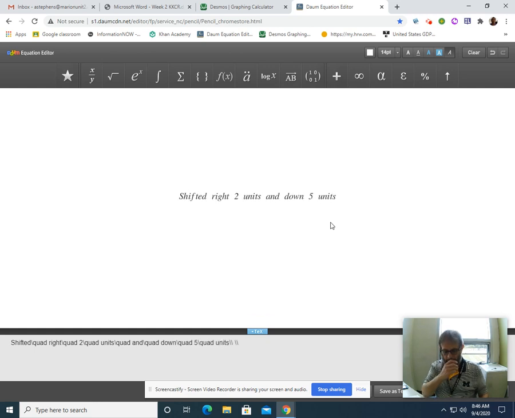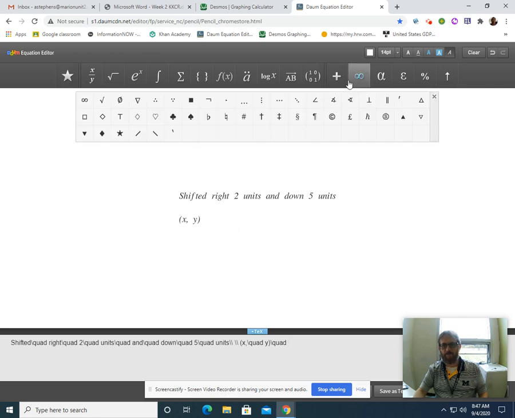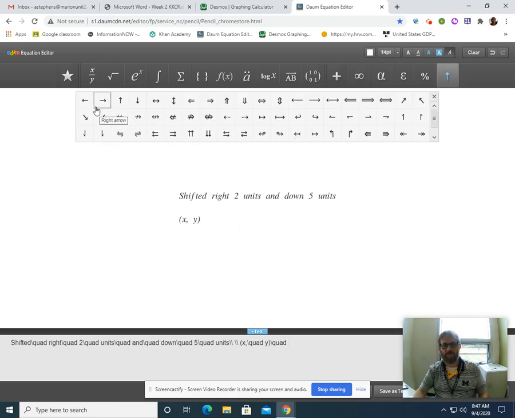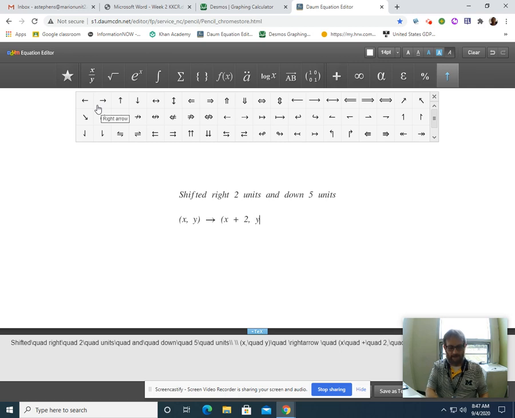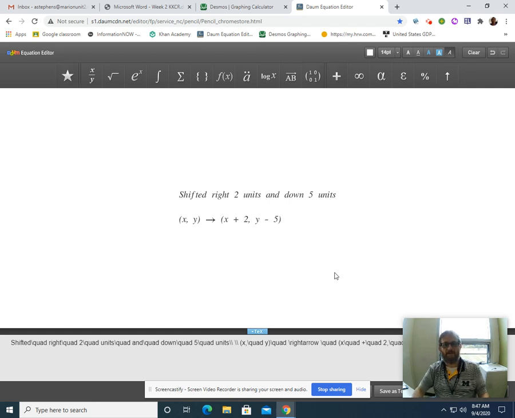By the way, I don't know if Khan has shown you, but there's also a symbol way to show this as well, which looks like this. You say (x, y) becomes, and we use a little arrow to describe this, (x + 2, y - 5). So you can write it that way as well.